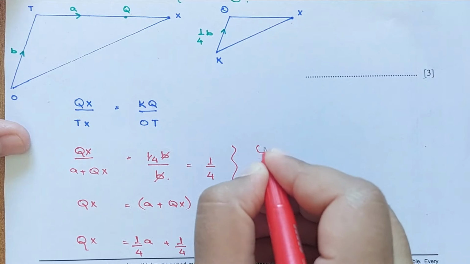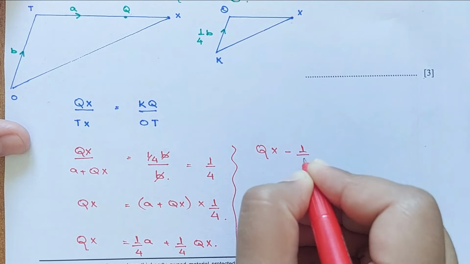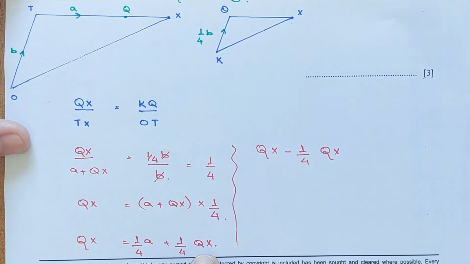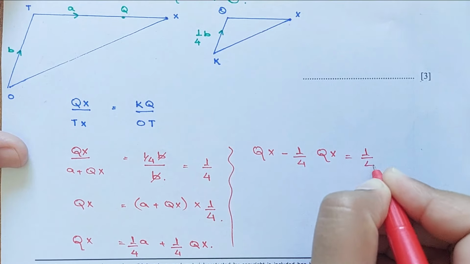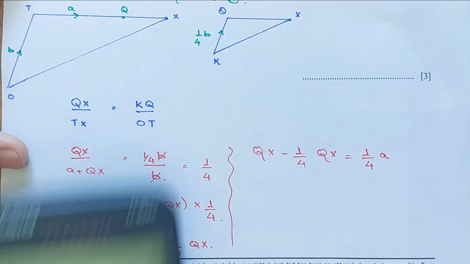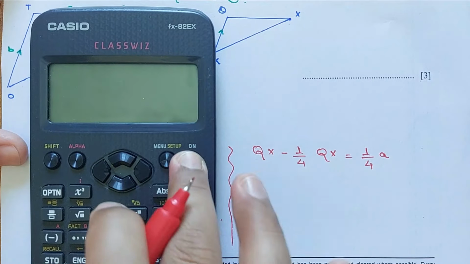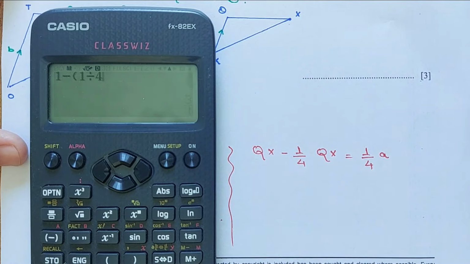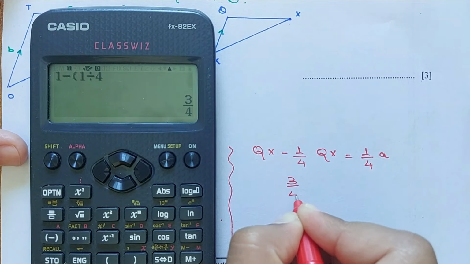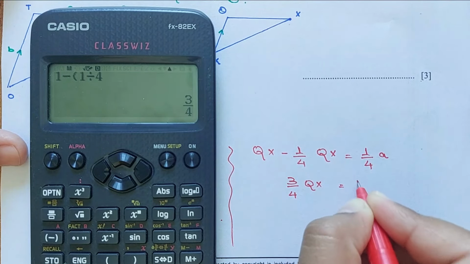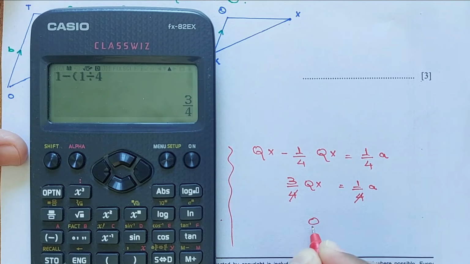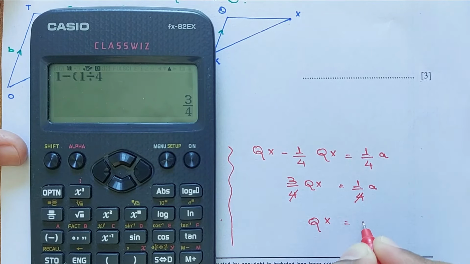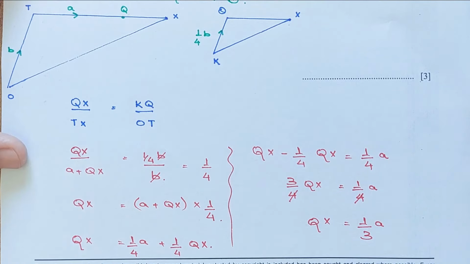Simplifying, QX minus 1 by 4 of QX. Shifting the QX to the other side, it becomes negative. This is equal to 1 by 4 of A. So what is 1 minus 1 by 4? This coefficient is 1, this is 1 by 4. 1 minus 1 by 4 is 3 by 4 of QX, equal to 1 by 4 of A. Right? 4 is cancelled with 4. So QX is equal to 1 by 3 of A, dividing by 3 on the other side. We got the value of QX.